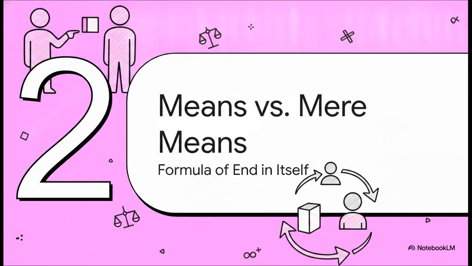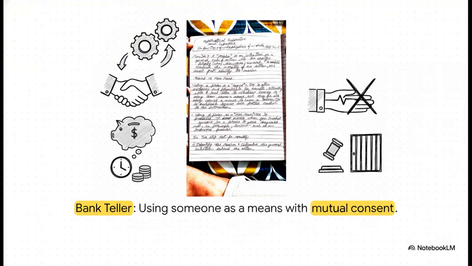Section 2. Means versus mere means. So how does Kant translate these incredibly dense concepts into everyday life? Well, let's look at a really practical example. Interacting with a bank teller to withdraw some money. In this scenario, you are absolutely using that person as a means to get your cash. But guess what? They're also using you as a means to earn their salary. This interaction is perfectly fine, totally acceptable, because both parties actually consent to it.